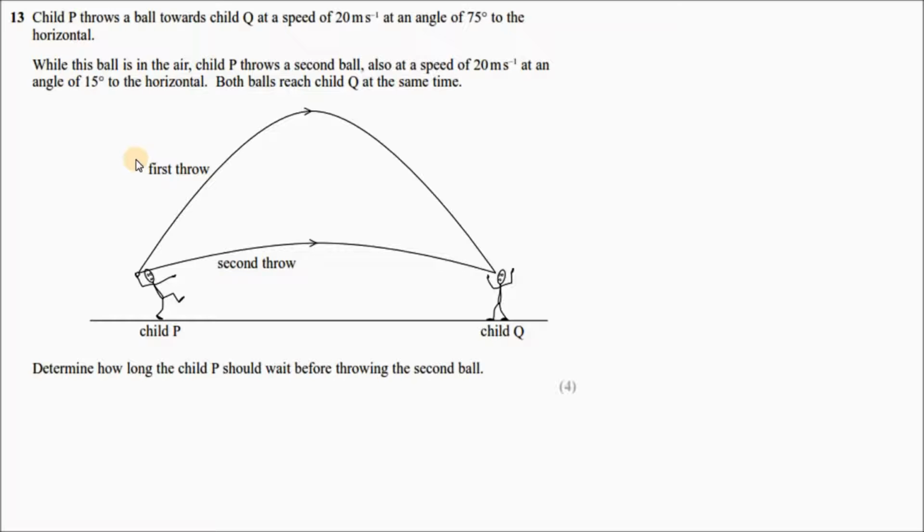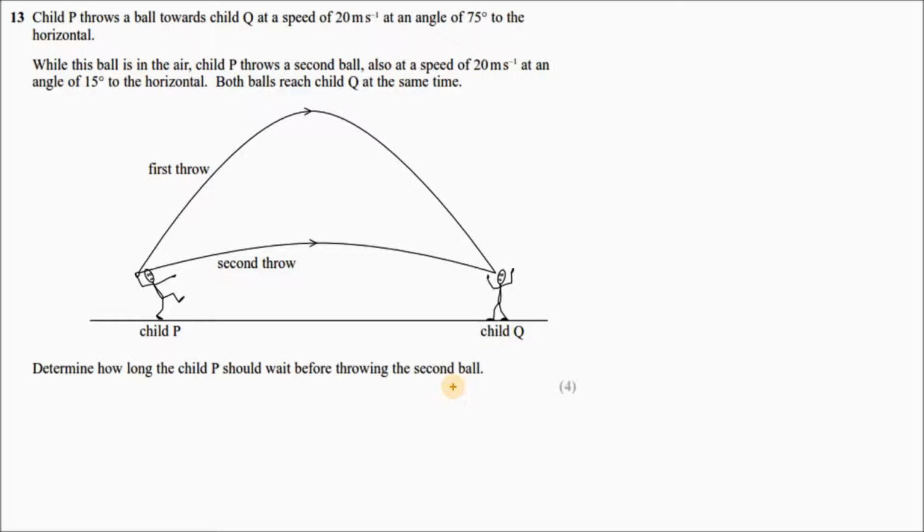Question number 13. Child P throws a ball towards a child Q at a speed of 20 meters per second at an angle of 75 degrees to the horizontal. While this ball is in the air, child P throws a second ball also at a speed of 20 at an angle of 15 degrees to the horizontal. Both balls reach child Q at the same time. Determine how long child P should wait before throwing the second ball. We need to find the time difference between the first and the second throw.